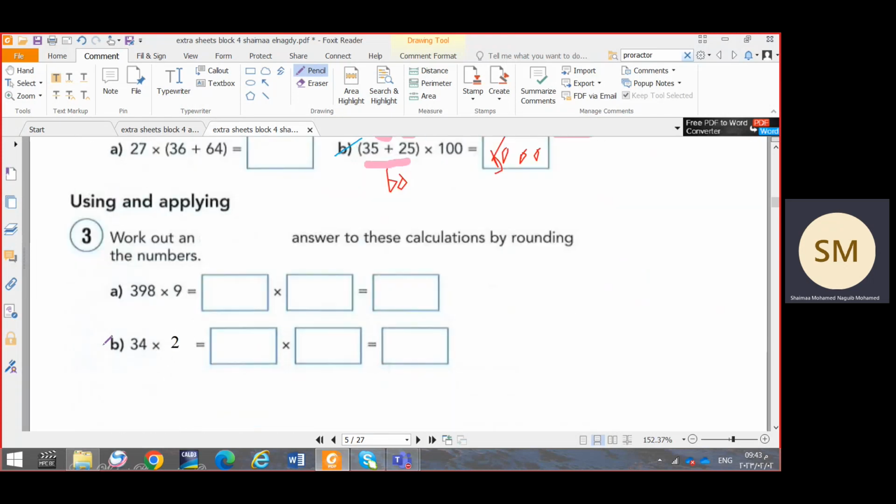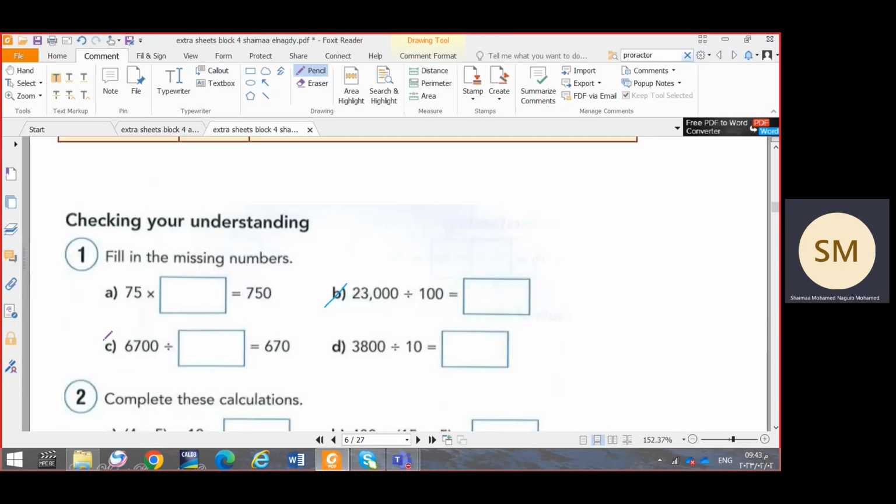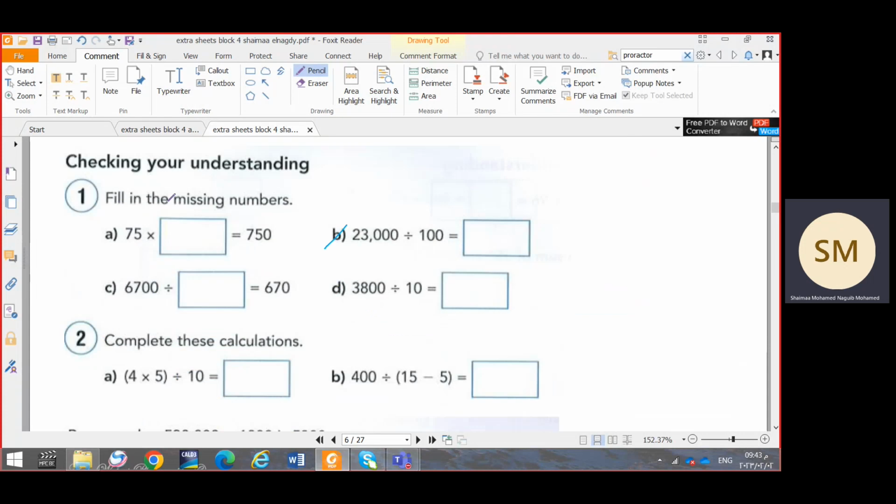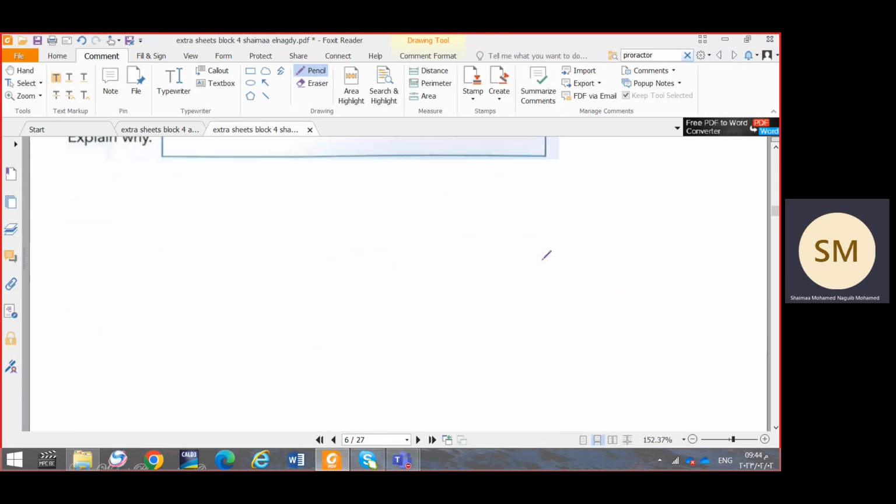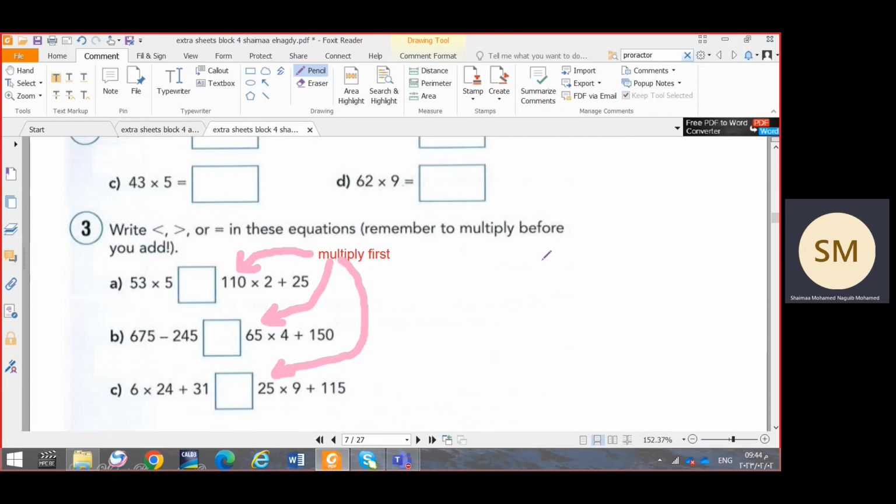Let's go to another type. This one I think it's very easy. Fill in the missing numbers. This is 23,000 divided by 1,000. We know divide: if I find zeros, I immediately remove the zeros according to the divisor. This is the dividend and this is the divisor, so you will remove two zeros with two zeros. Okay, so the remainder will be 230 divided by 1, it will be 230. Okay, let's go to another one.